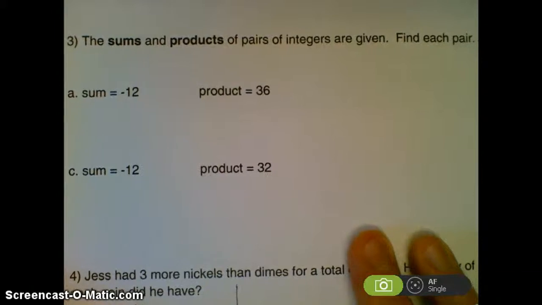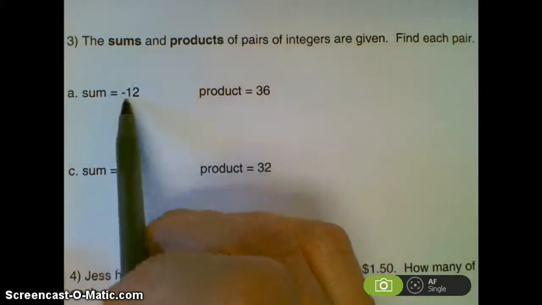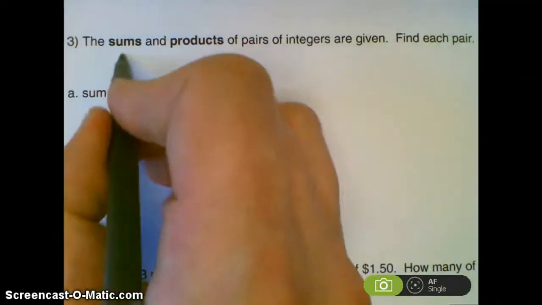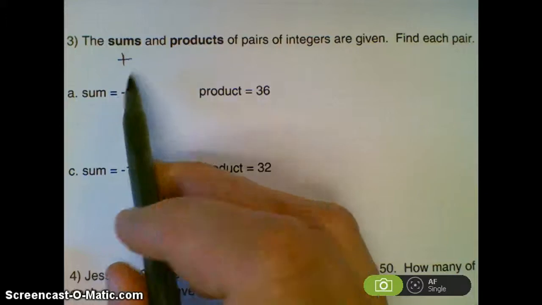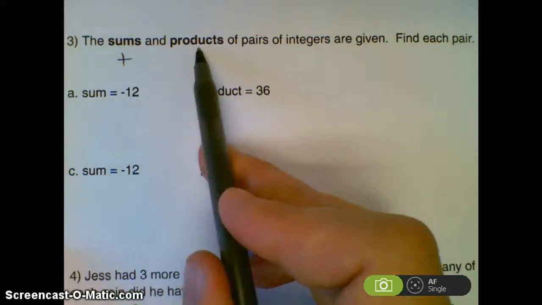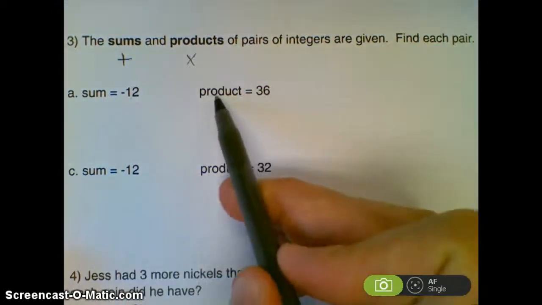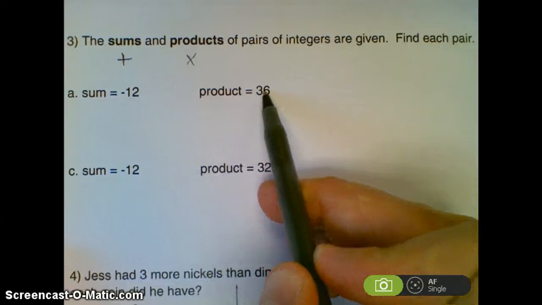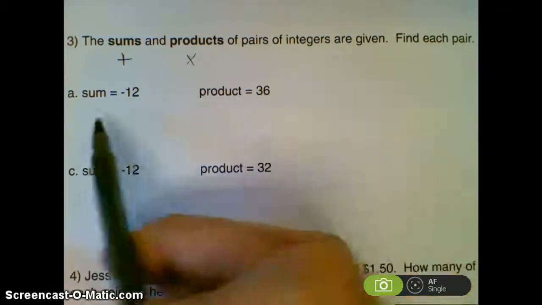You can try number 2 on your own. Number 3, I'm given a bunch of different numbers, but they all have something in common. The sums of the two numbers, so when you add them together, I'm given a sum. Two integers added together will equal negative 12. Also, I'm given the product. Product is multiplication. So in this case, the product of whatever these two numbers are will equal 36. Now I can just try out numbers and make sure that they fit both of these conditions.